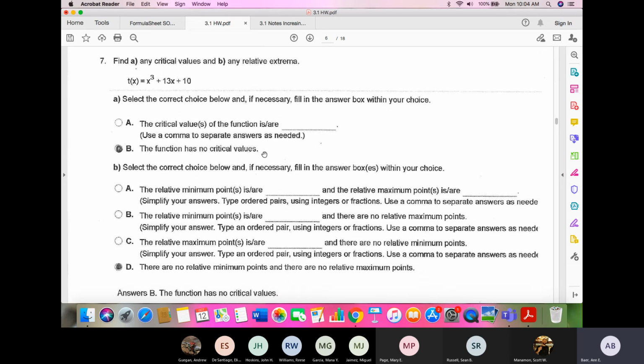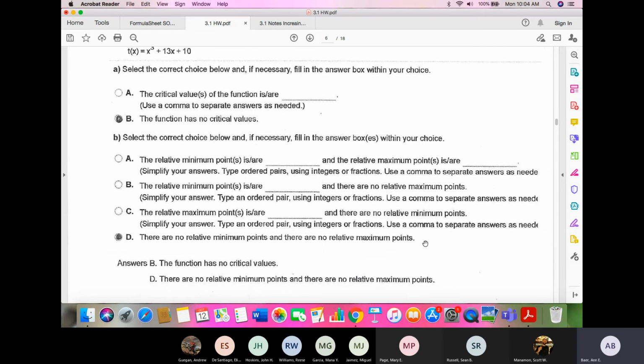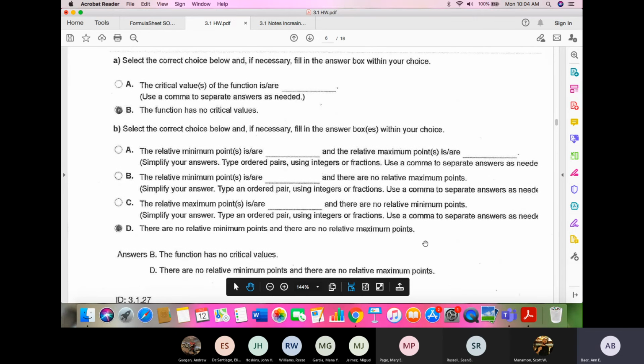And critical values are the only candidates for relative extrema. They're the only candidates there are for relative extrema. That means we have no relative extrema. And relative extrema are relative minimum points and relative maximum points. That means we don't have any of them. We have no relative minimum points and we have no relative maximum points. So that's kind of an oddball problem, but I did want to go over it. So that's number 7.